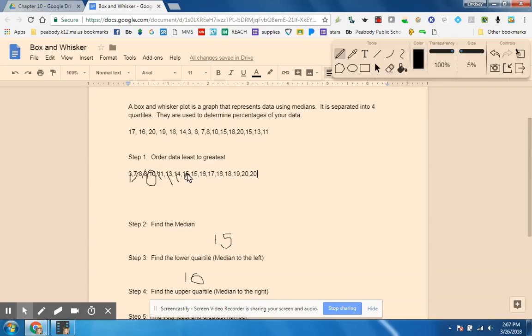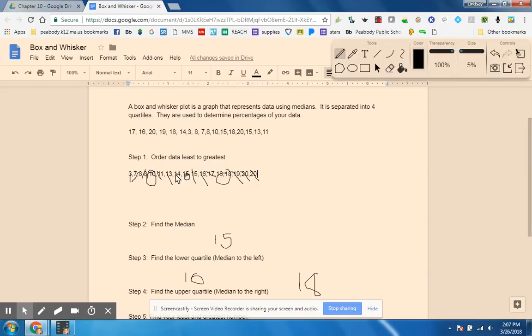Remember, our median is 15. Now we're going to cross out left and right over here to find the upper quartile, which is the median to the right of the median. Okay, so let's see, 1, 2, 3, 1, 2, 3. All right, so I'm getting 2 in the middle, but they're the same number. So that means our upper quartile is going to be 18.